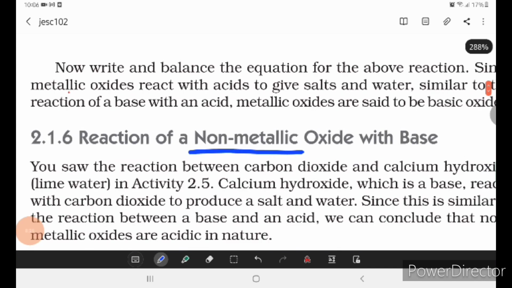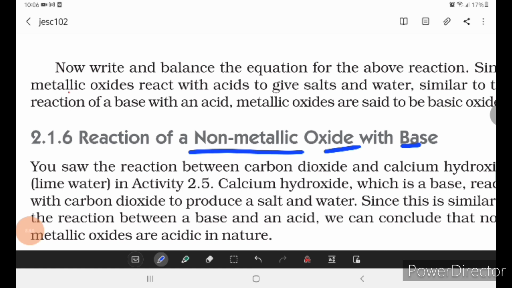It is the reaction of a non-metallic oxide with a base. It is also similar to the neutralization reaction. Now guess, is a non-metallic oxide basic or acidic? Yes, it is acidic, because the reaction between a non-metallic oxide and a base results in salt and water, where the non-metallic oxide acts as an acid, which gives us salt and water.